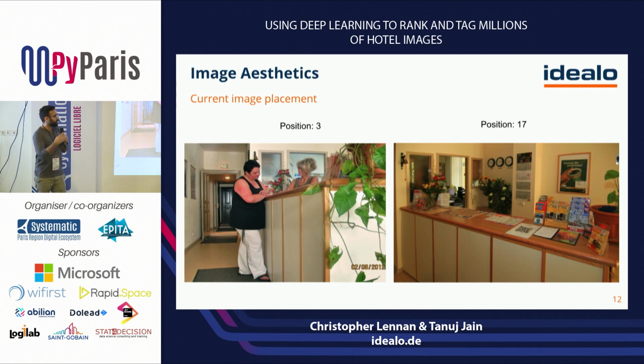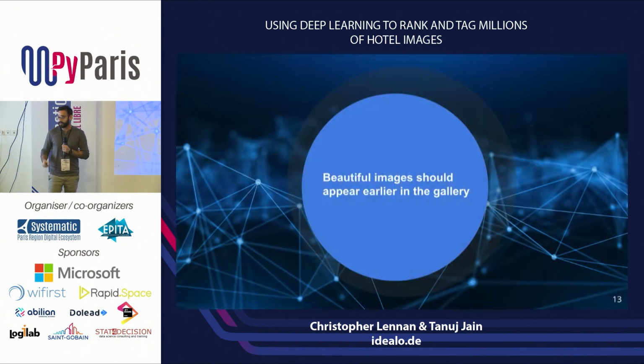So we have receptions. The one that appears up front is a factor of times uglier than the one on the right, which appears at position 17. So in an ideal world, you would want beautiful pictures in your gallery to appear earlier in the gallery, right? Not later. Let's see the second part of the problem.